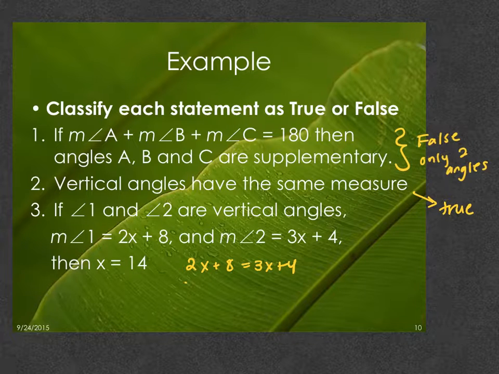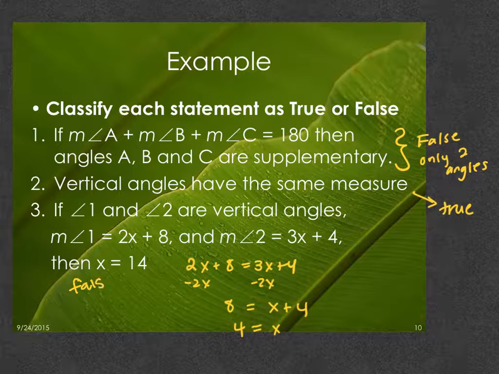And then I would solve. That would be my subtraction step. This would also be subtraction. And I get x equals 4. So is it true that x equals 14? Nope. Okay, x should equal 4.